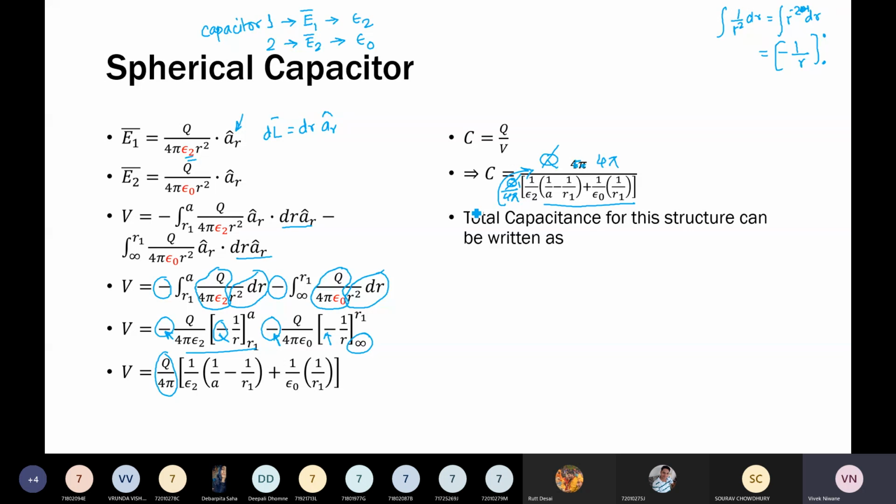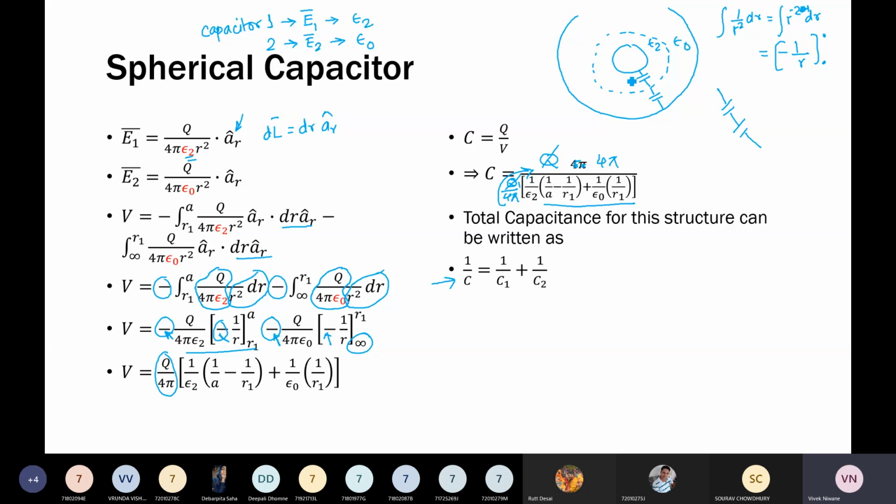Okay, so total capacitance for this structure can be written in a different way as in general 1 upon C is equal to 1 upon C1 plus 1 upon C2. ये कहाँ से आया? We know that if two capacitors are connected in series, तो उनका equivalent capacitance ऐसे लिखते हैं. So if you look at our geometry, we do have a kind of geometry like this, epsilon 2, epsilon 0. So we do have one capacitor over here and another capacitor over here. So C1 and C2, and both these capacitances are in series, so equivalent capacitance can be written as this. 1 upon C is equal to 1 upon C1 plus 1 upon C2.